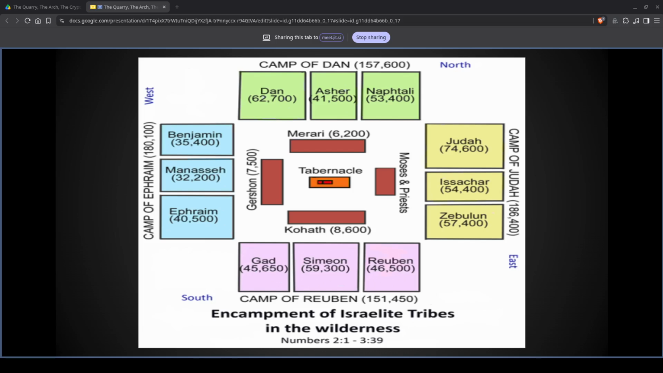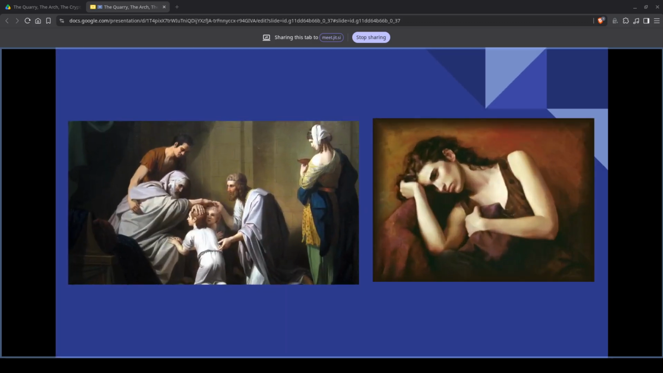The next groups with them were the fixed, and I'm sorry, Dan, Judah, Ephraim, and Reuben were the fixed. Those were the ones that were supposed to be exactly where they were on those sides. The other two tribes, like Asher and Naphtali, were with Dan as cardinal and mutable. So we'll continue with the story.